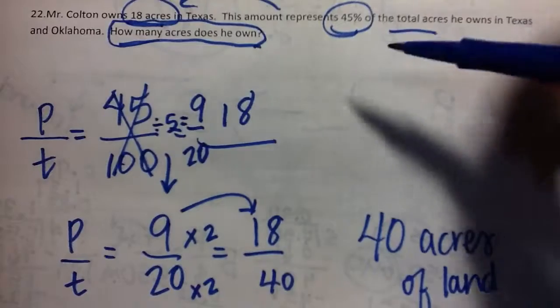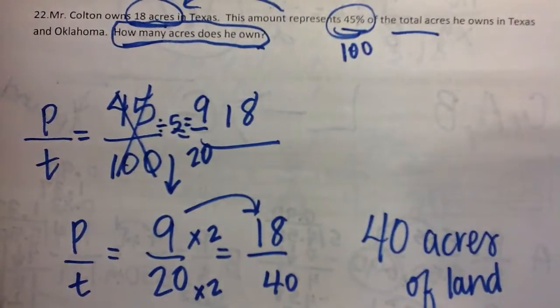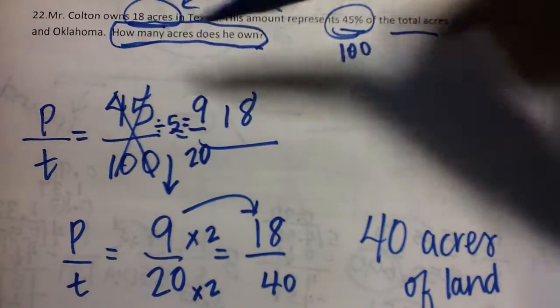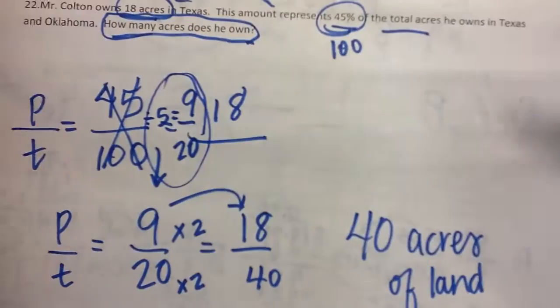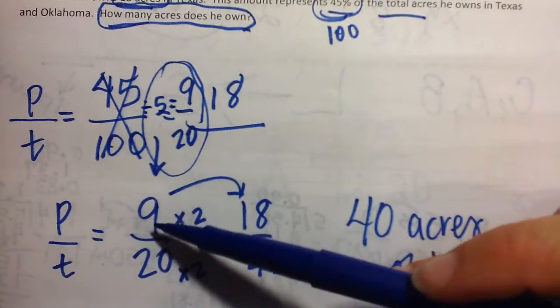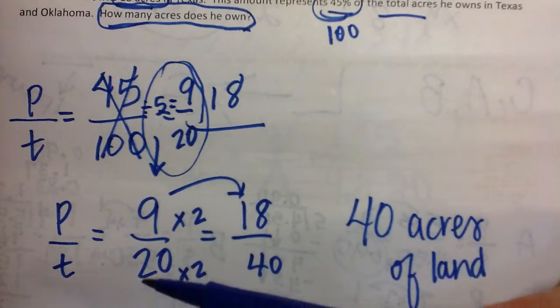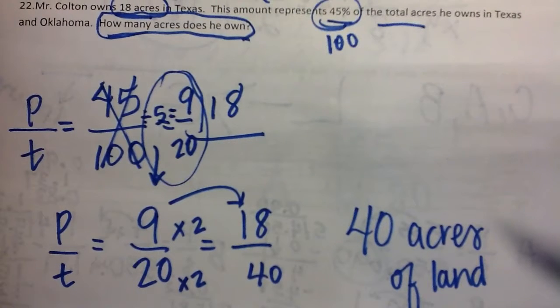Just remember, you know that 45% would be over 100 because percent is always out of 100. And that 18 represents the 45%, so that 18 is the same as 45%, so it goes at the top. You're going to have to simplify this fraction. Okay? I simplified it and I got 9. 9 I know can go into 18. 9 times 2. 20 times 2 gets me 40. So he owns 40 acres of land.